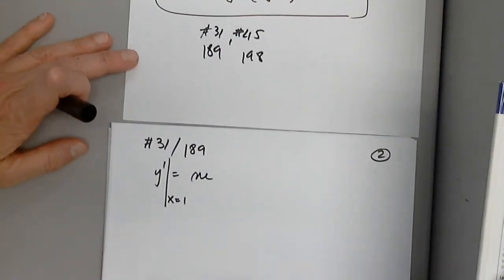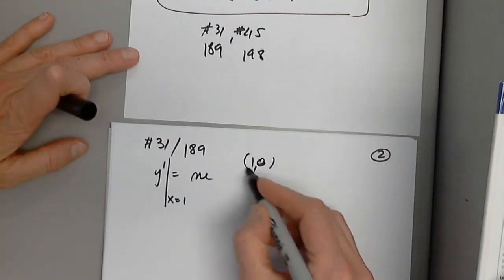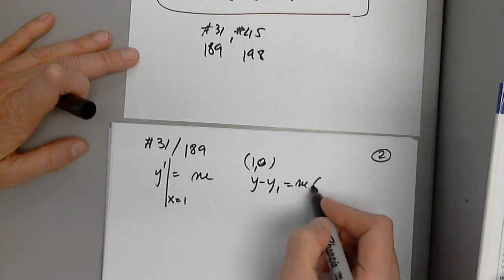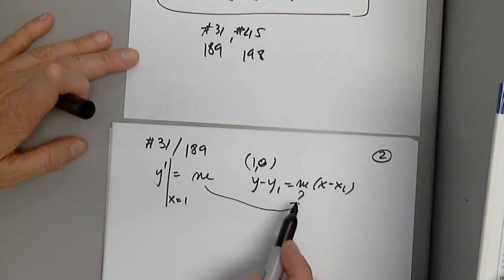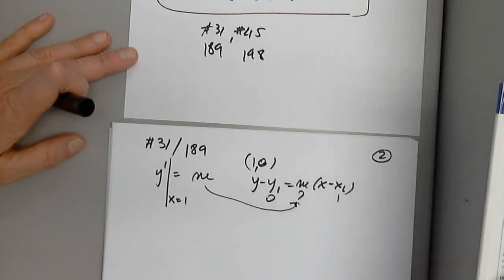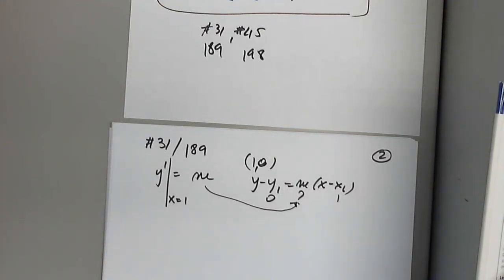And then you have the point (1, 0). And you write y minus y1 equals the slope times x minus x1, where this is your number that you just determined from here, and this is your 1 and this is your 0. Is that good enough? Because we know the quotient rule and we know how to differentiate. Is that okay? Okay, let's look at 45 on page 198.